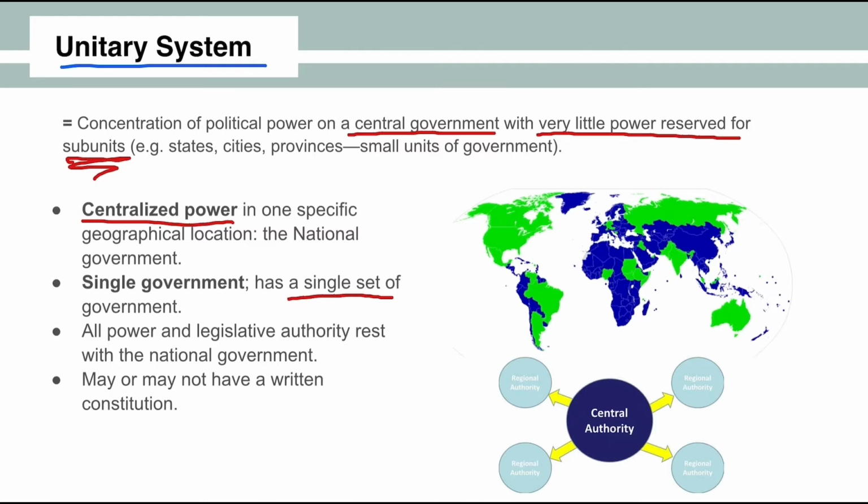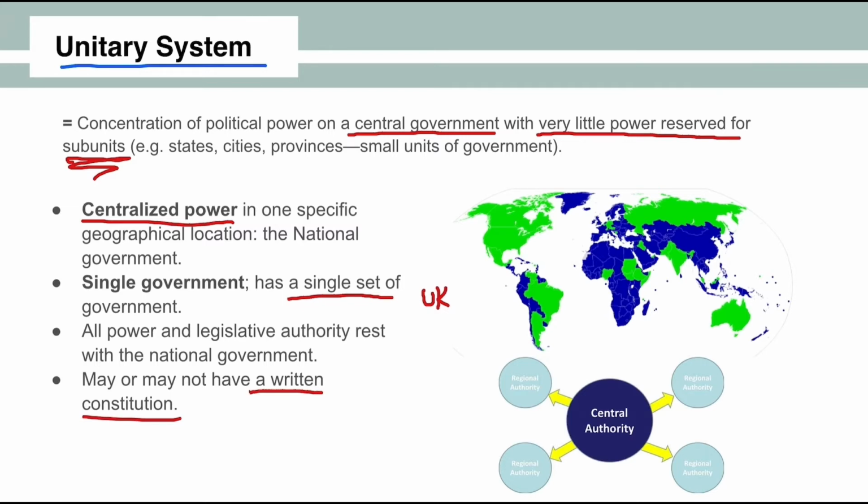An example of a single government would be the UK. And all the power and legislative authority would rest with the national government. So, for example, in England, the parliament would have all the power. And they may or may not have a written constitution. Some countries do have one, but some countries don't, like the UK.